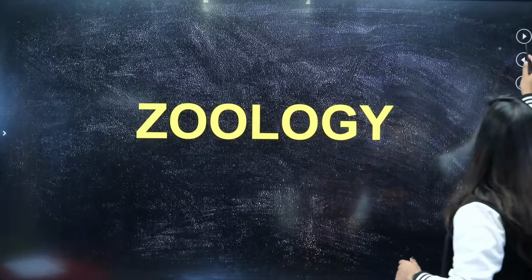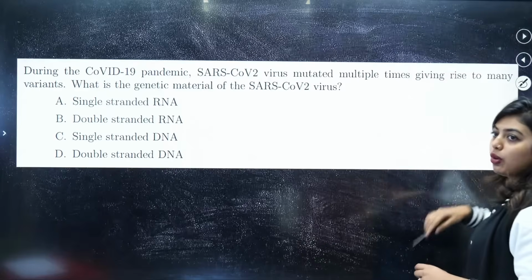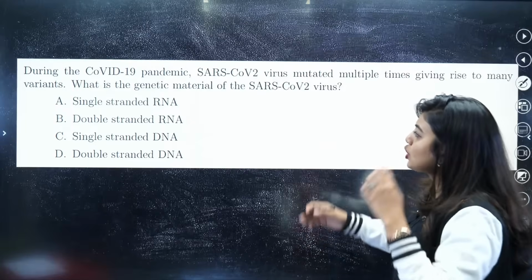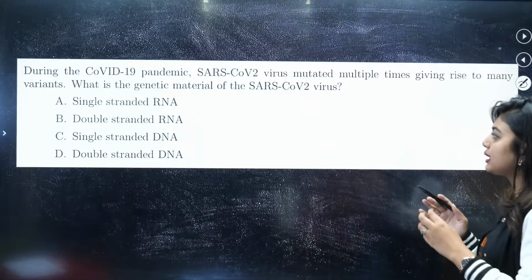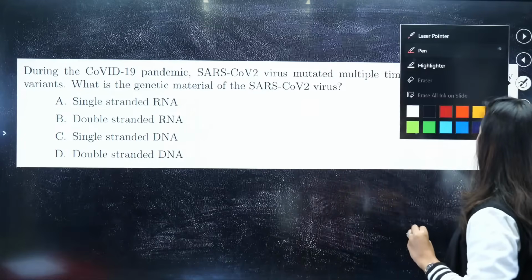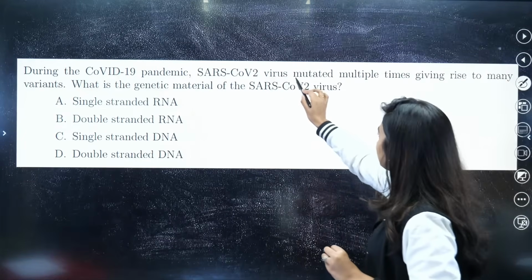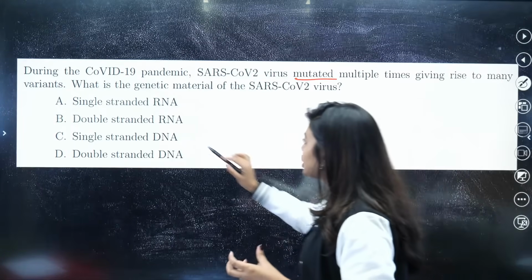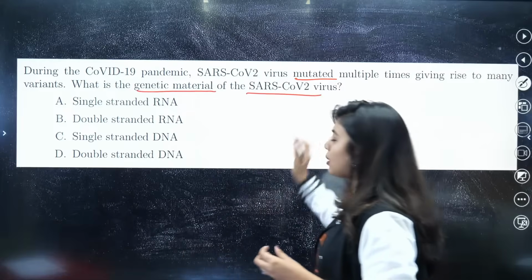Yes, so let's start with the first question. I hope the question is clearly visible. Yes, the question is visible. So during the COVID-19 pandemic, the SARS-CoV-2 virus mutated multiple times, giving rise to many variants. What is the genetic material of the SARS-CoV-2 virus?